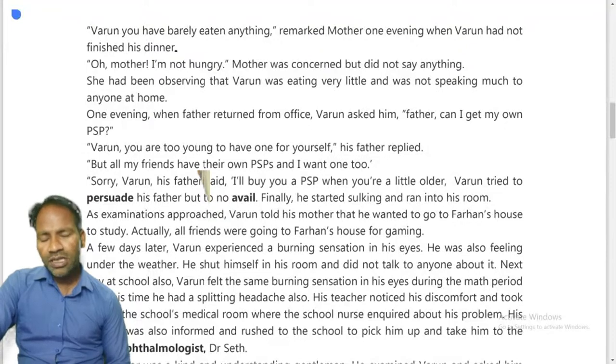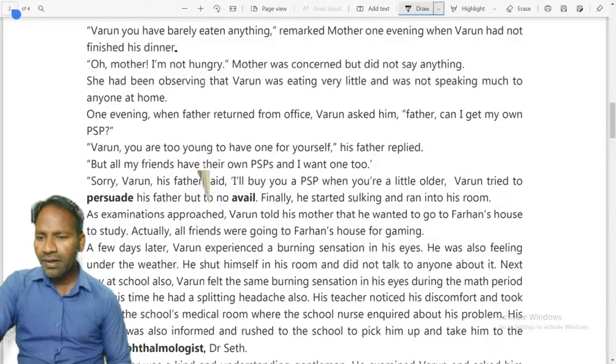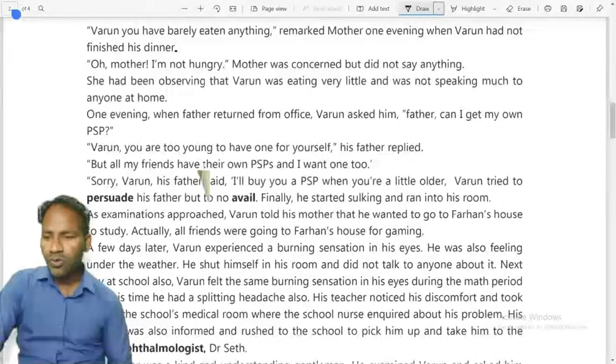Mother was concerned but did not say anything. But mother knew everything. She was concerned, she was pitiful. She knew everything, but she could not do anything. She had been observing that Varun was eating very little and was not speaking much to anyone at home. She noticed that Varun's behavior had completely changed. Earlier he was such a good boy, but nowadays he's not even speaking.